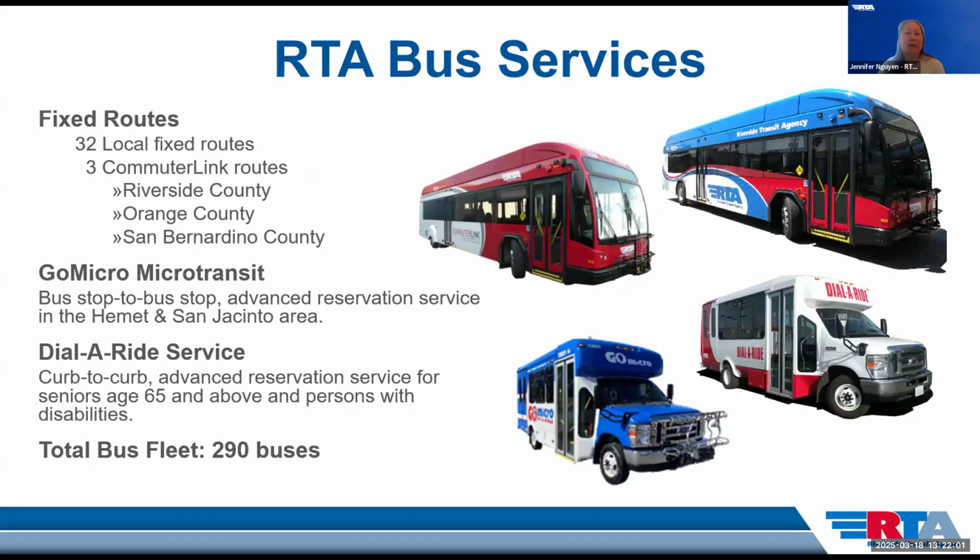For our bus services, we have our fixed routes. We've got 32 local fixed routes. We have 3 commuter link routes which travel to other counties, so from Riverside County to Orange County, and from Riverside County to San Bernardino County. We also have, for about 2 years now, our Go Micro Transit program, which provides bus stop to bus stop service. It does require advanced reservation, and this is specifically in the Hemet and San Jacinto area.